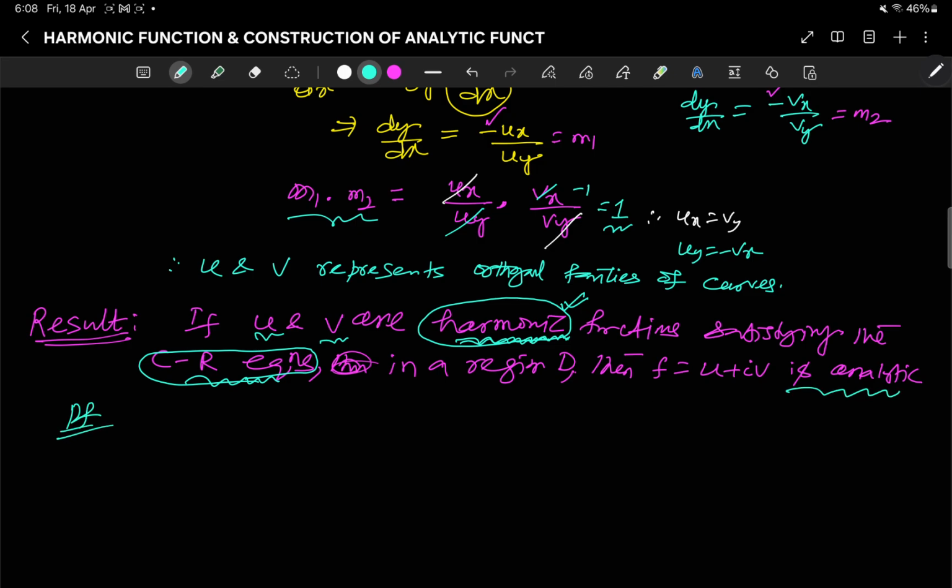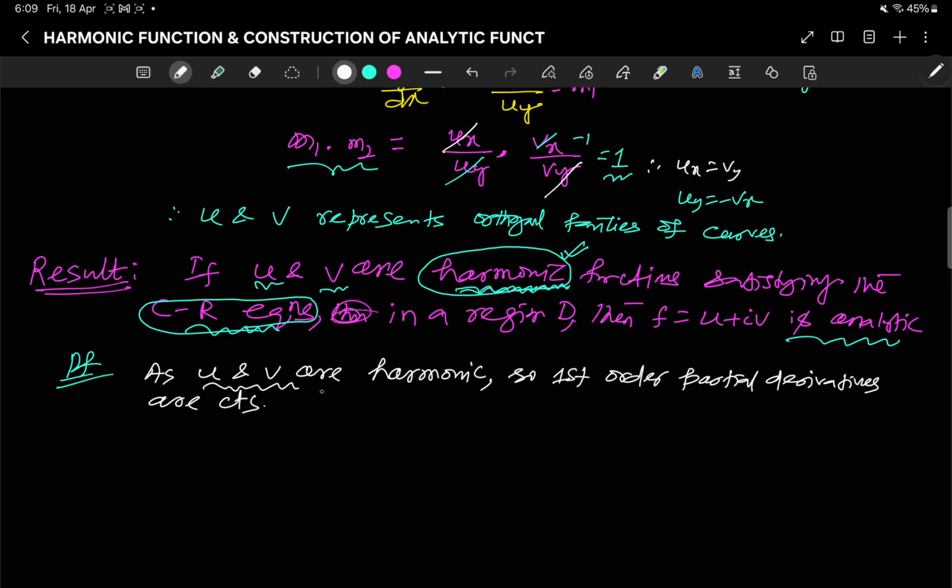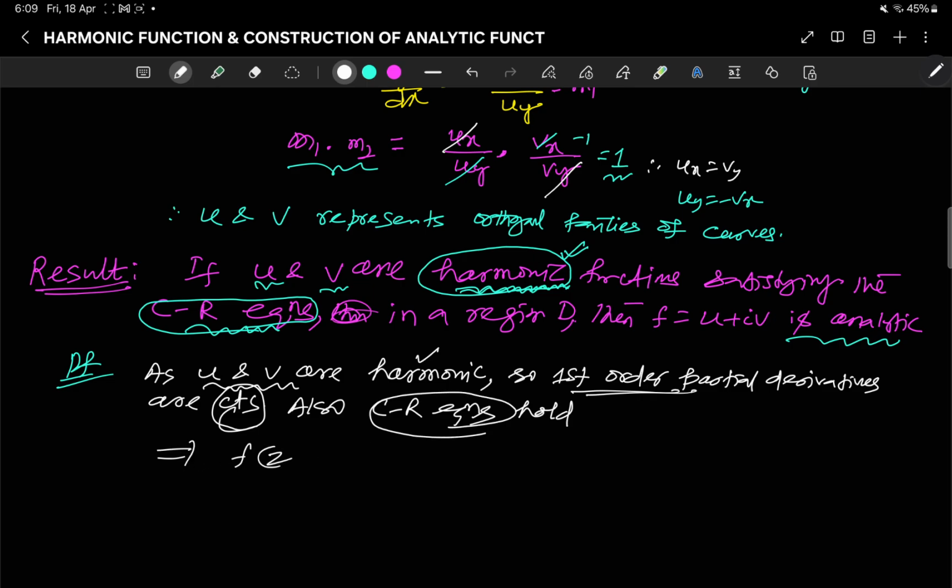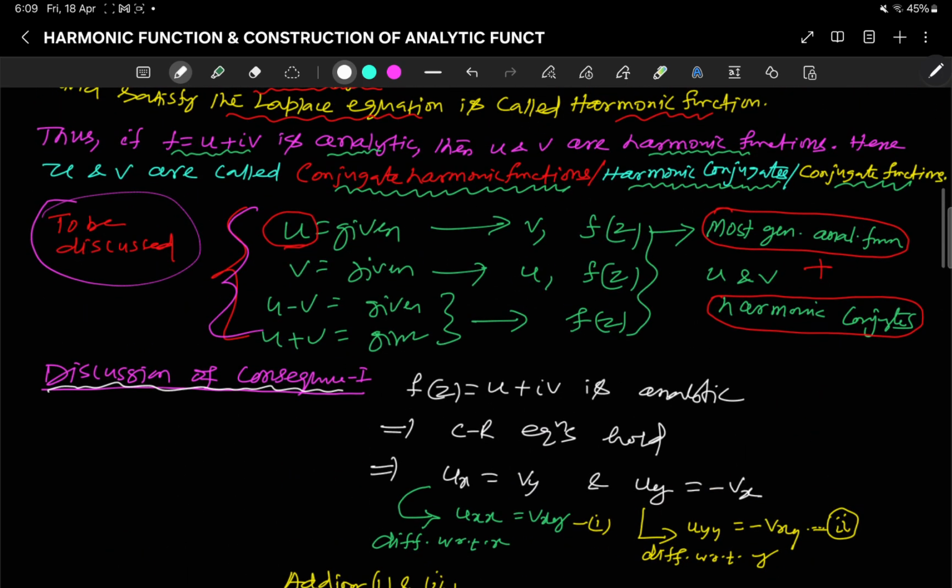If we prove this result, as u and v are harmonic, u_xx plus u_yy is equal to 0, v_xx plus v_yy is equal to 0. We are finding the second order partial derivatives, which means the first order partial derivatives are continuous, right? Also u and v satisfy the CR equation, right? So continuity of the partial derivatives together with the CR equation means f(z) is analytic. It is proved, right? Now our major concern is based on our consequence 1.